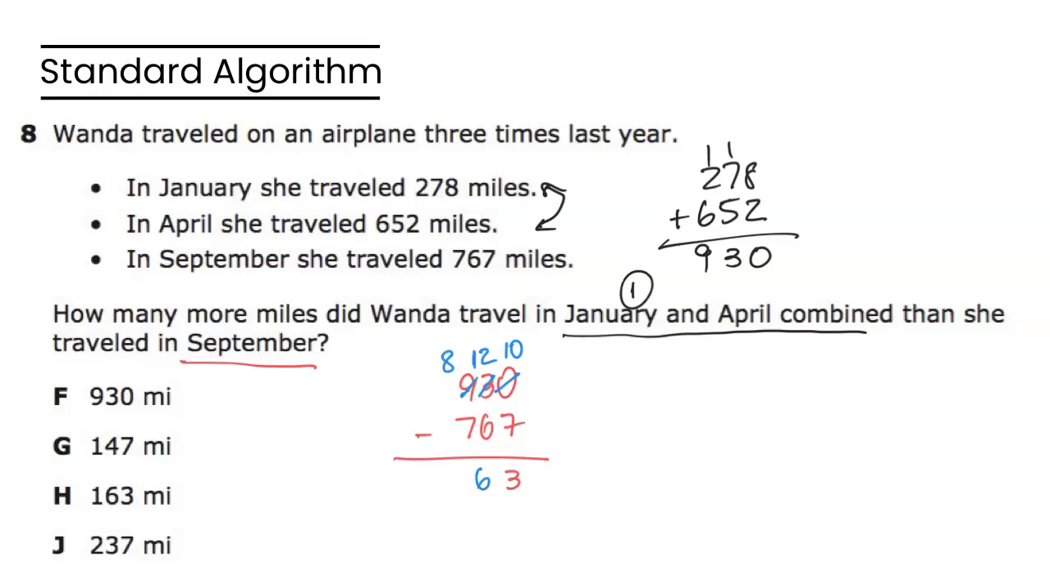Finally, in the hundreds place, we notice that our bigger number is on top, and so because we have more on top, the fun doesn't stop. 8 minus 7 will give me 1 in the hundreds place for an answer of 163 miles.